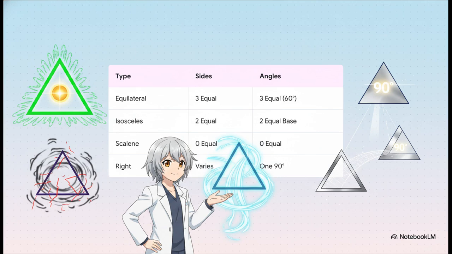But sitting right there in the sweet spot is our isosceles. It boasts exactly two equal sides and two equal base angles. This gives it a unique, beautiful kind of dual symmetry that makes it incredibly stable but also super adaptable, unlike the rigid equilateral or the chaotic scalene. Oh, and interestingly enough, an isosceles triangle can actually overlap with a right triangle containing exactly one 90-degree angle.